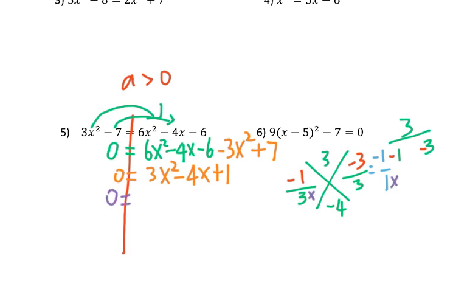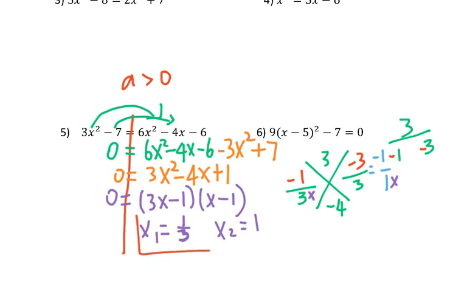So write down the factors: 3x minus 1, then I have x minus 1. Since the factors equal 0, which means each factor will be 0, then your x1 equal to -1 turning into +1 over 3, and x2 equal to 1. Those are the solutions to this equation.